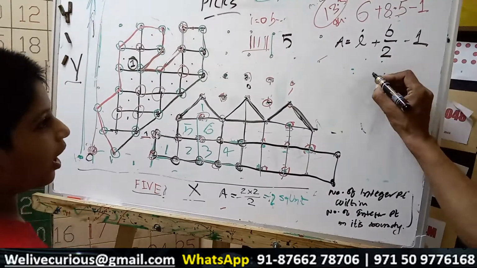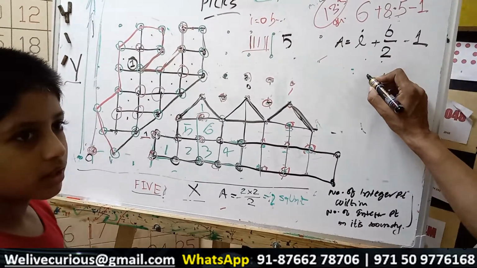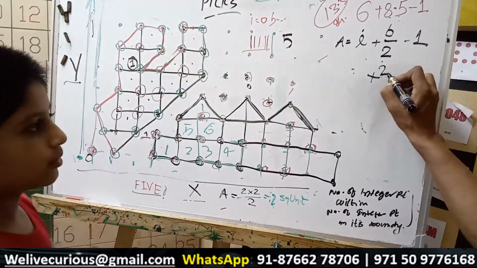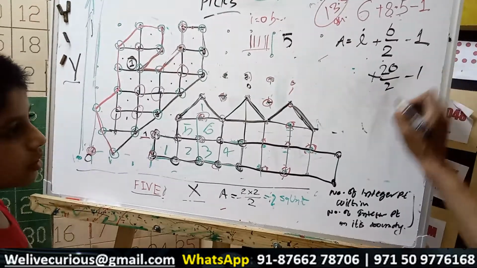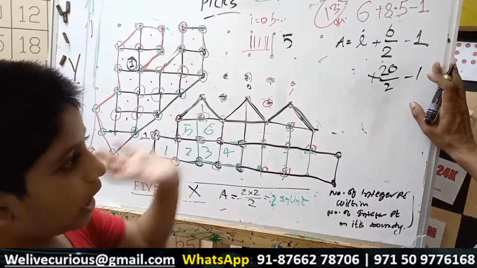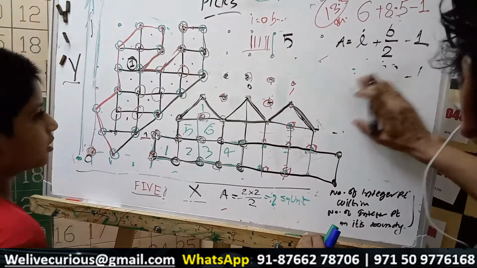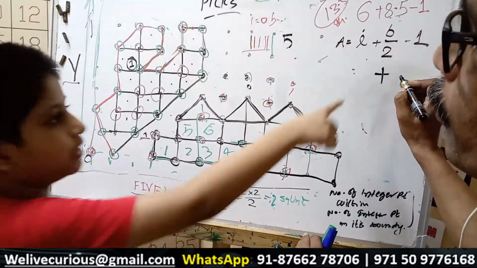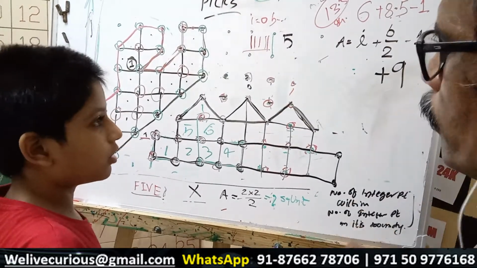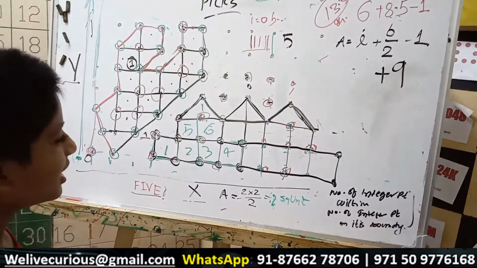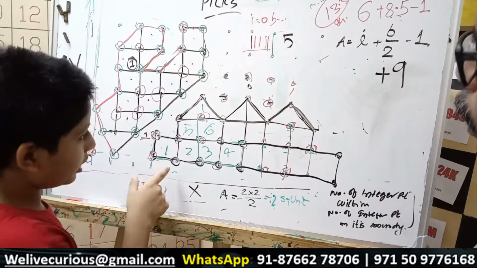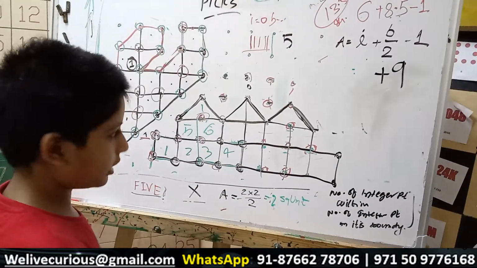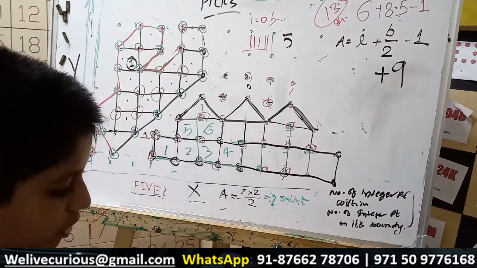So the border points are 20. Can you make it half and take away 1? 20 half is 10. Take away 1, so 9. Sorry, 9. So now the internal points, how many? I have to mark one of those internal points.